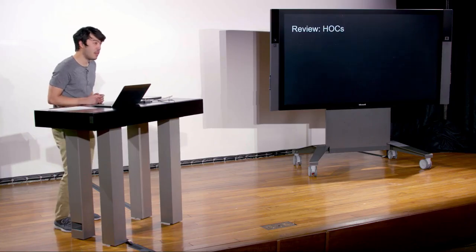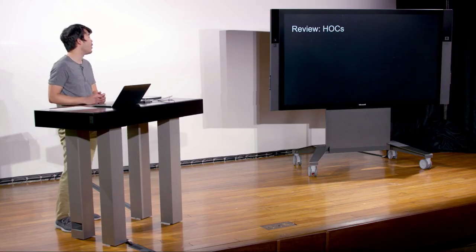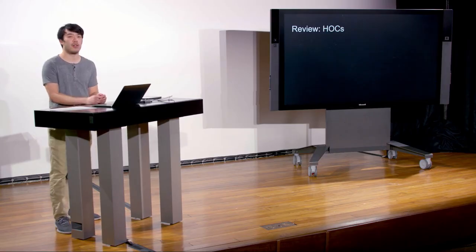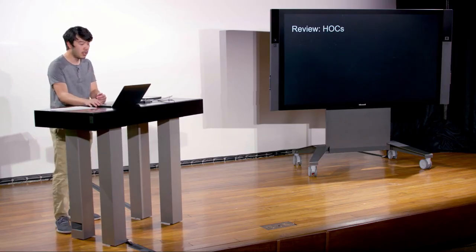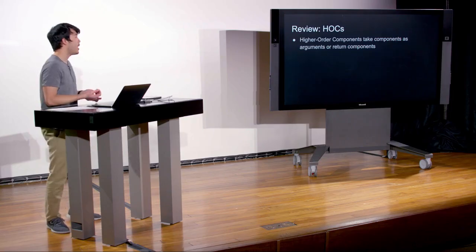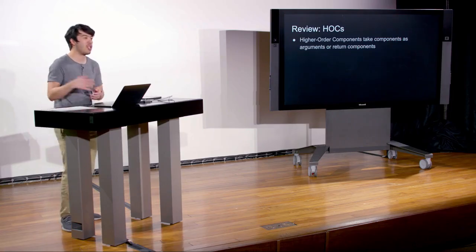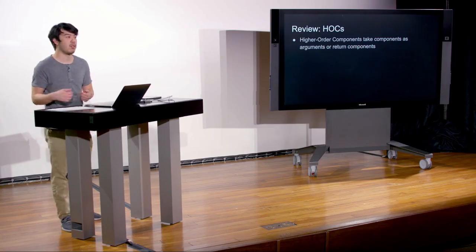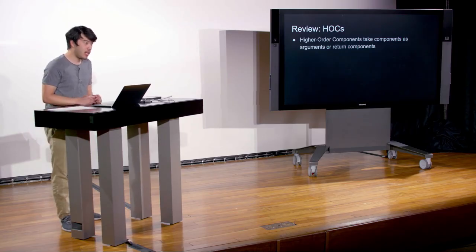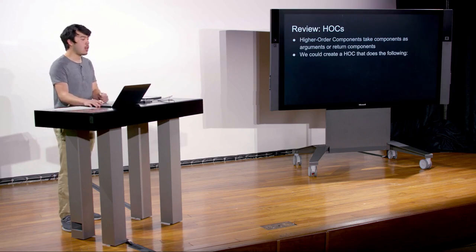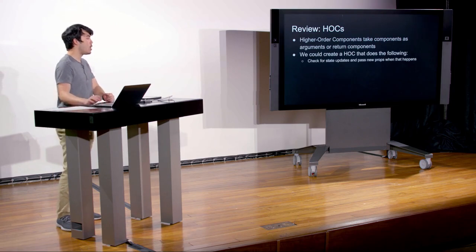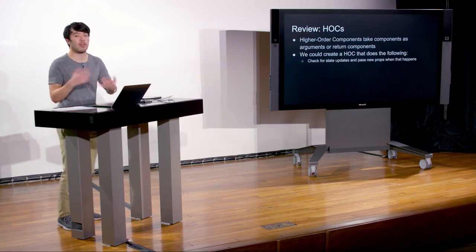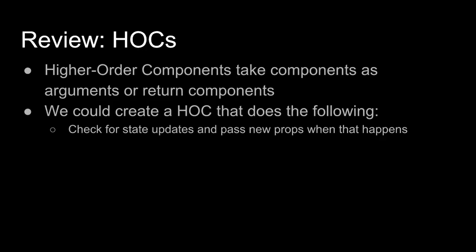So we've talked about this thing in a few lectures before, this thing called a HOC, or in other words, a higher order component. And what a higher order component is, it takes a component as an argument, or it returns a component as a result of a function. And so we could actually create a HOC that does a lot of what we've just done manually for us. What if we created a HOC that does the following? It checks for state updates automatically, or it subscribes to them, and then it passes new props when that happens.